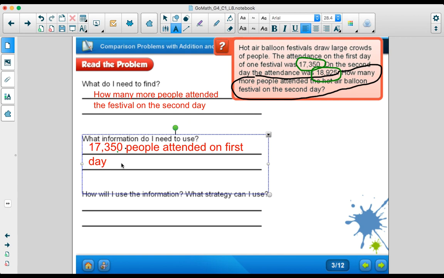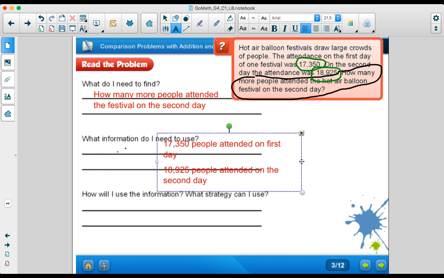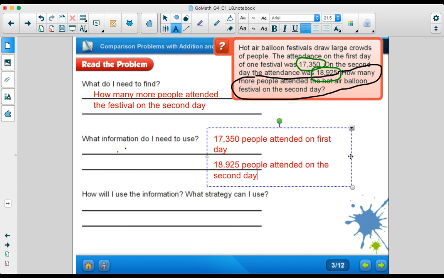And I also need to know 18,925 people attended on the second day. And once again, there's an area in your Go Math book where you will write this information. Please pause the video here until you write this information in your Go Math book.